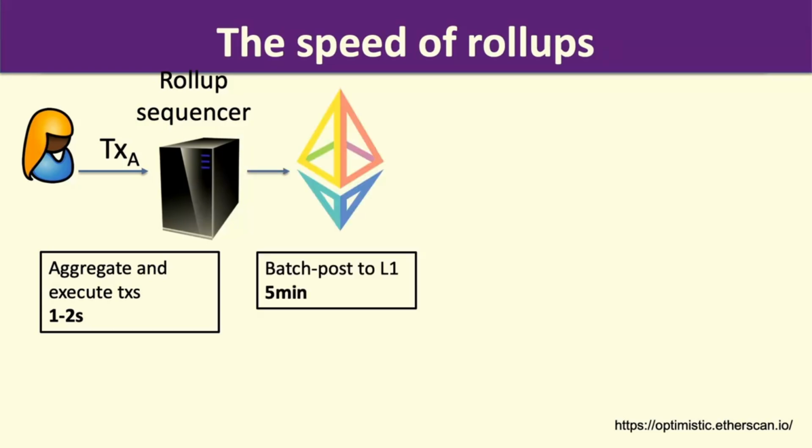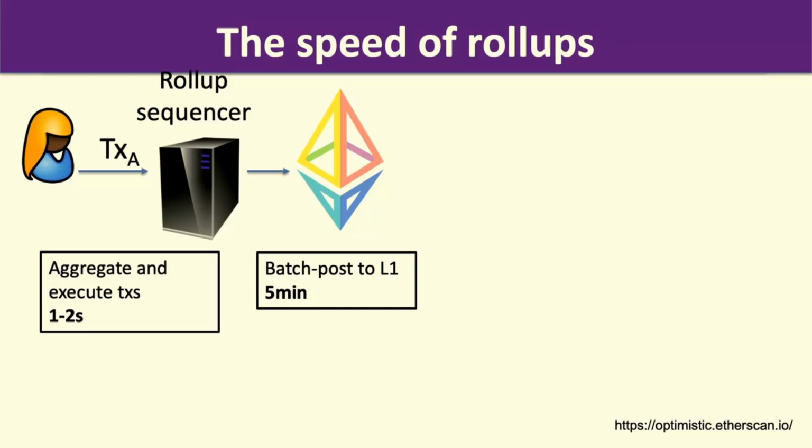Okay, then the sequencer takes a bunch of these transactions, or bundles of transactions, and batch posts them to L1. I think on Optimism today, this takes about 5 minutes. Why does it take 5 minutes? They could probably post them sooner. Why don't they post sooner?